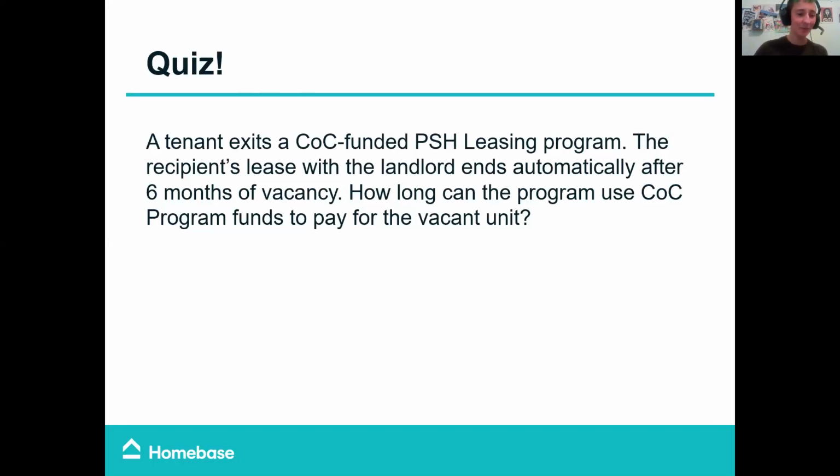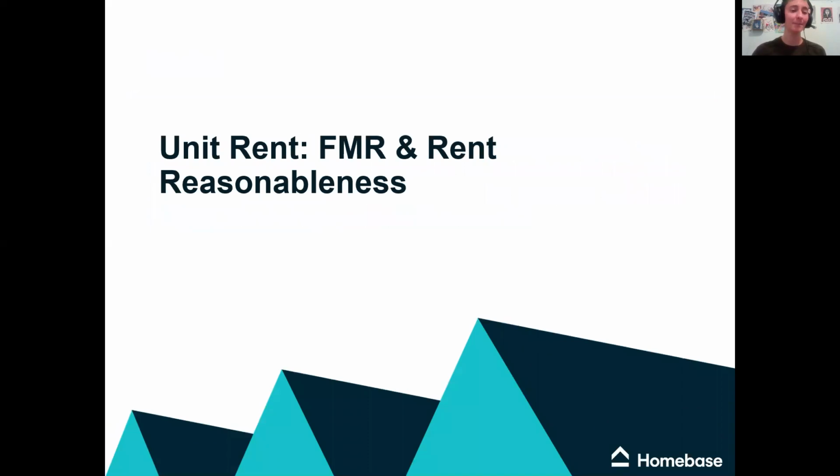All right. Well, with that, I'm going to pass over to my colleague, Nicole, who's going to talk about FMR and rent reasonableness. Thanks, Eli. So there are two ways a CoC program can determine rent. They can look to fair market rent or rent reasonableness. So we'll first start with covering the definition of both and what they entail, and then we'll cover when you might look to one over the other to determine rent limits.